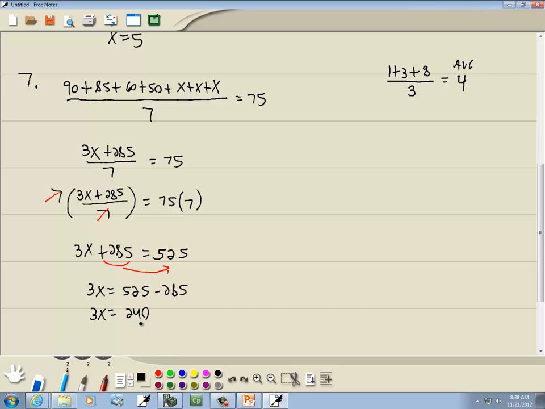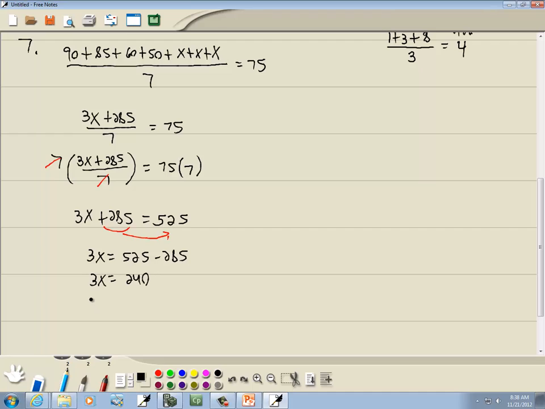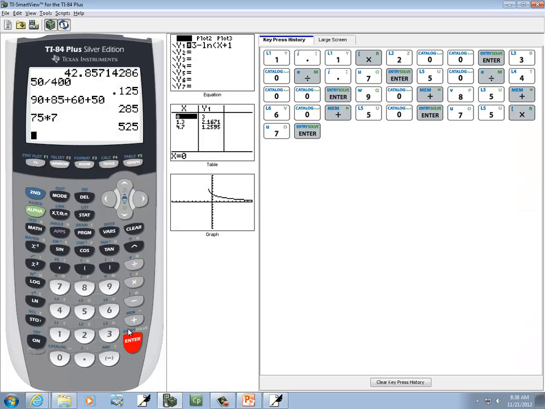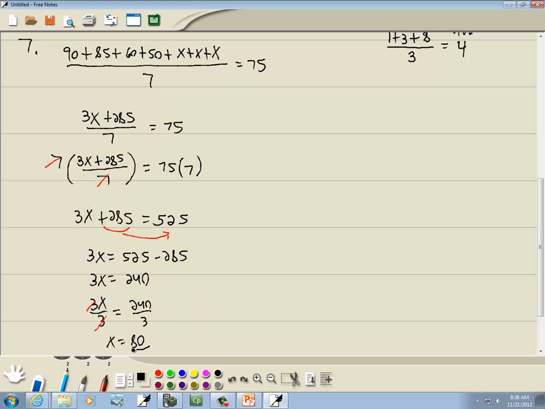Yeah, 240. Okay. Last step, divide both sides by a number in front of your x. So we'll divide both sides by 3. And we get x is equal to 80. So the question was what score does Mark need to get in the final to have an average of 75? Well, he needs 80.